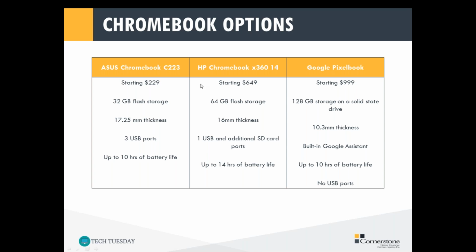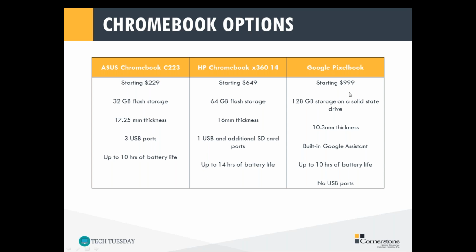Next, moving on, we have the HP Chromebook 360 14. It's a pretty high price jump, but you get a lot more memory. You're doubling the flash storage that you have, as well as going thinner, and you lose 2 USB slots, but you also gain an SD port for picture editing. And you also have up to 14 hours of battery life on the HP variant.